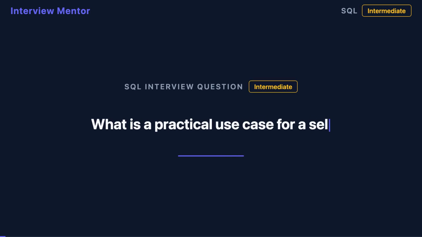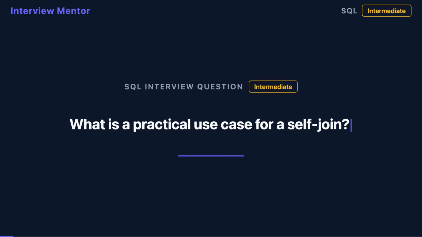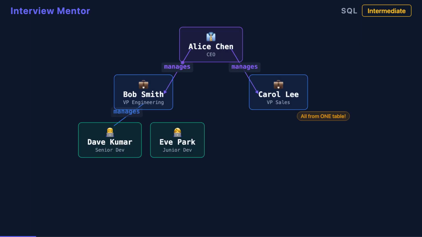Most developers never realize they can join a table to itself until they face a real hierarchy problem. Let's explore self-joins. The most common use case for a self-join is querying employee-manager hierarchies.